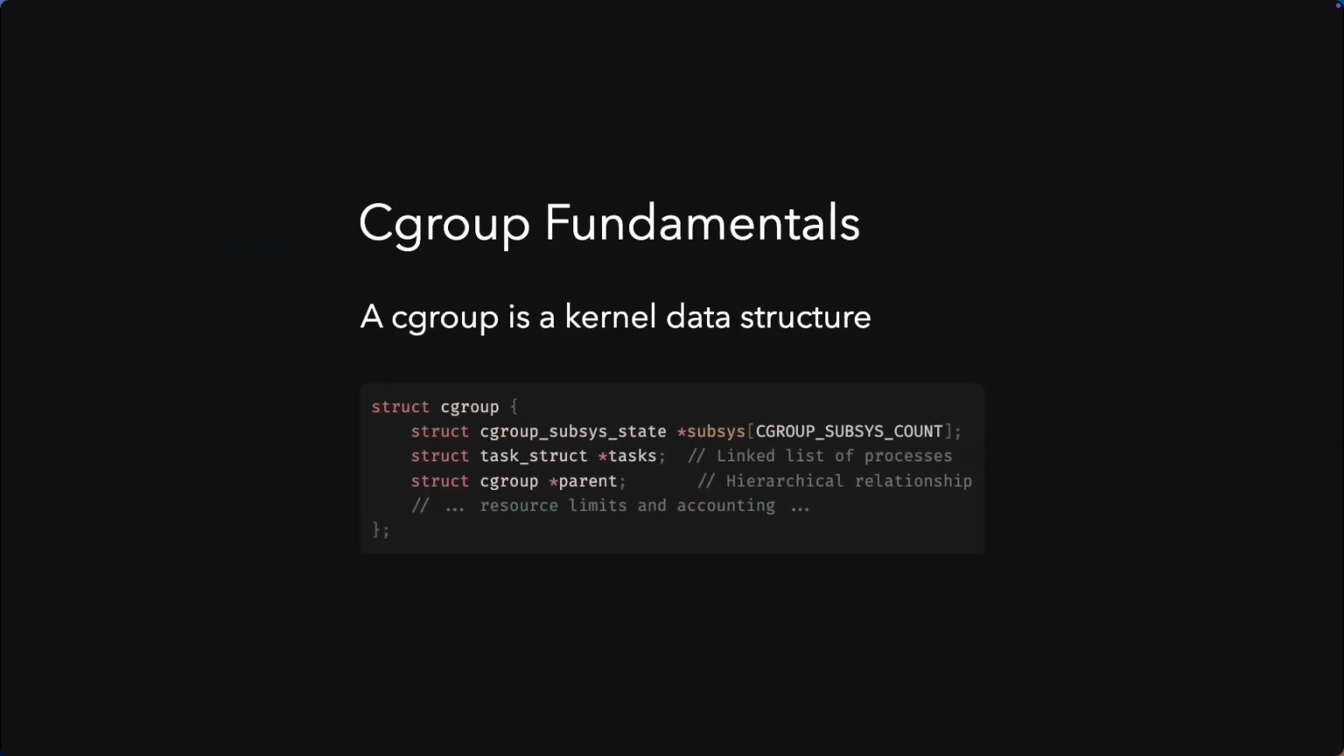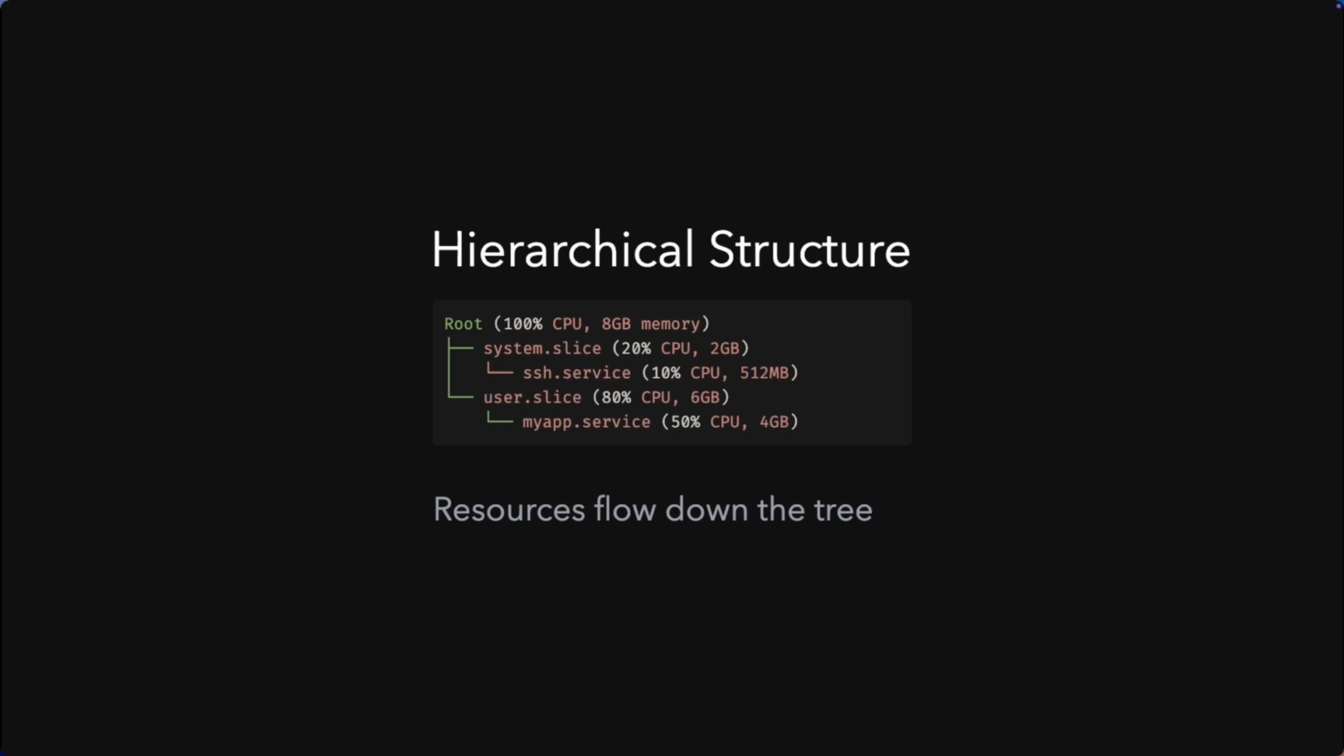A cgroup is a kernel data structure. When you create a directory in /sys/fs/cgroup, you are not creating a file system directory. You are asking the kernel to allocate a struct cgroup and then expose it as a directory. Every cgroup has a parent, except root. This creates a tree, and resources flow down the tree. Parents subdivide their allocation to children.